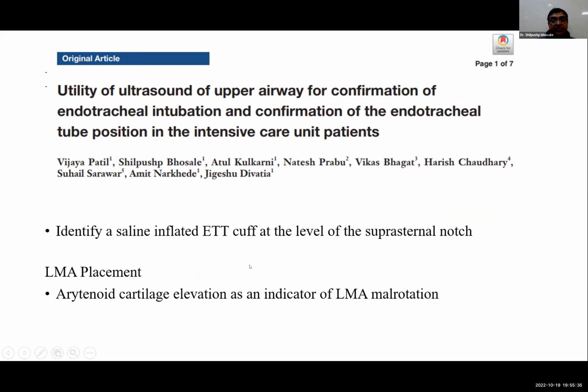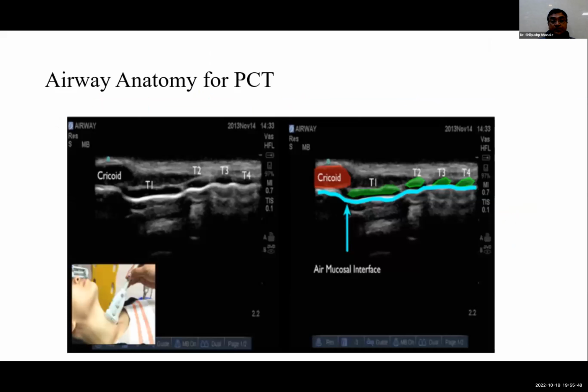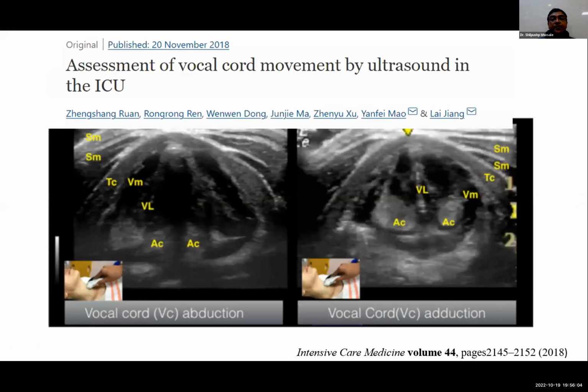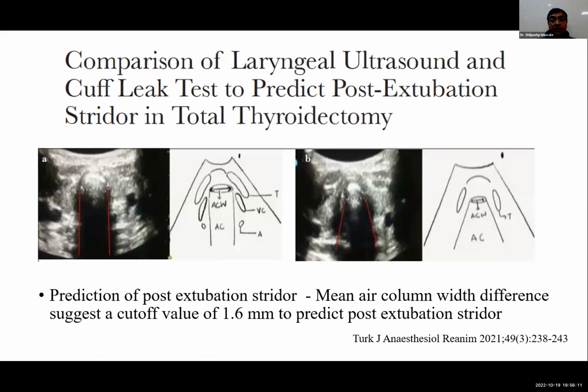You can also use the same saline technique to confirm the placement of the LMA. And if you have, suppose, arytenoid elevation, which would suggest an LMA malrotation, you can confirm that with saline in the LMA as well. You can use the same vertical probe position to locate the tracheal rings, and you can use the tracheal ring positions for doing tracheostomies, but this is more of an ICU related application. Similarly, you can look at vocal cord movements, like I explained before.